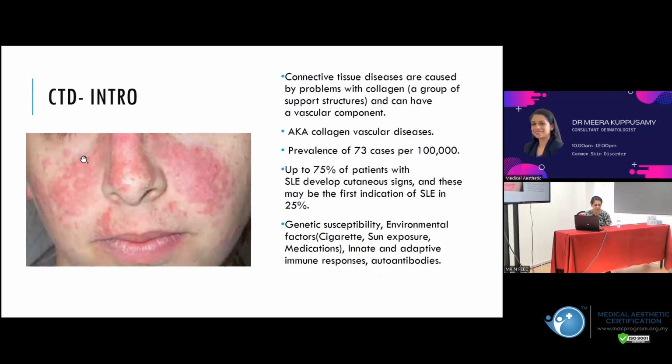75% of the time when the patient has SLE, they will have cutaneous features. Okay, and then the cutaneous features may be the first sign. They may not have the cerebritis, the nephro problem, but they may have just the skin features first. Some of the risk factors are genetics, environment, the own immune response of the patient, and autoantibodies.